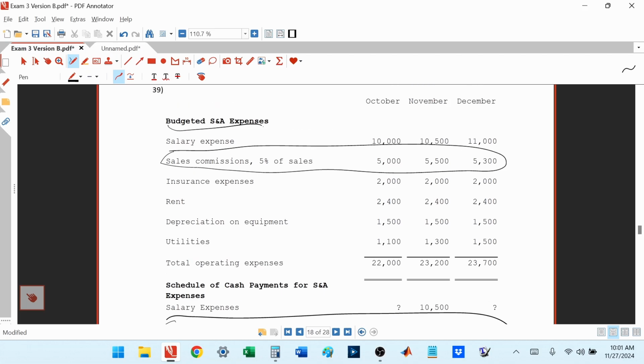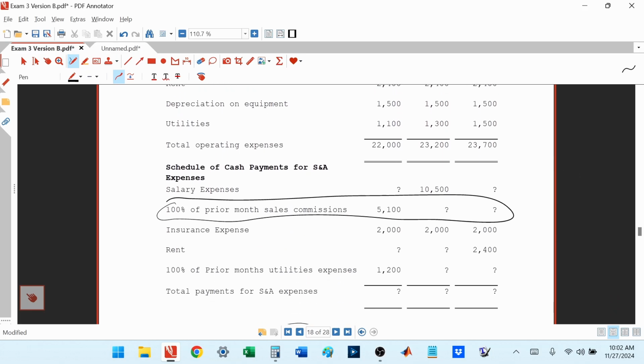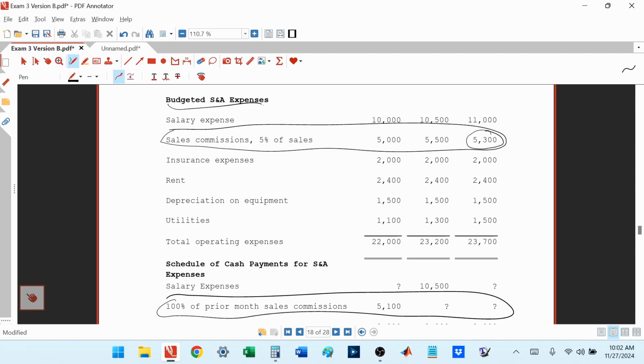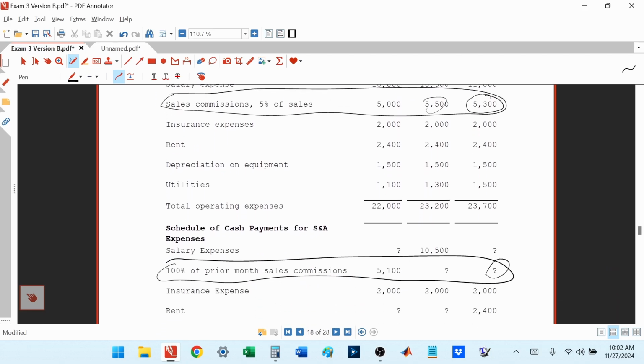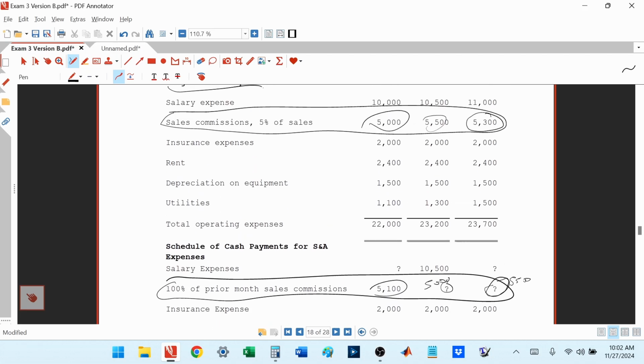So at the end of the quarter, in December, we budget $5,300 of sales commissions expense. And what will we pay in December for sales commissions? We'll pay 100% of the prior month's sales commissions. So we'll pay the $5,500 sales commissions expense in November. We'll pay that in December. This number will be $5,500. This number will be the $5,000. And this number must have been September's sales commissions expense. All right? So in December, we're paying the November sales commissions expense.